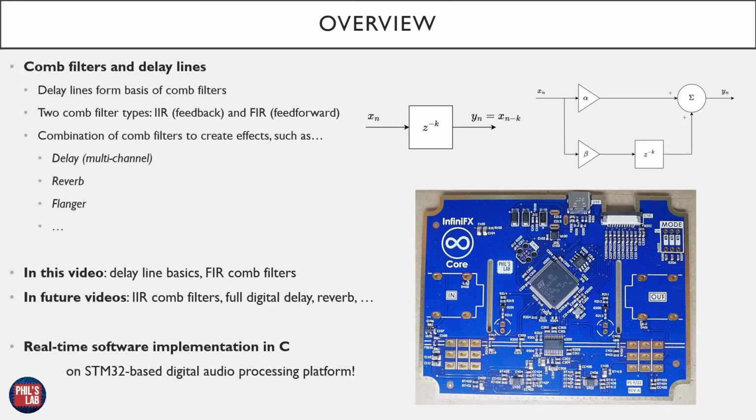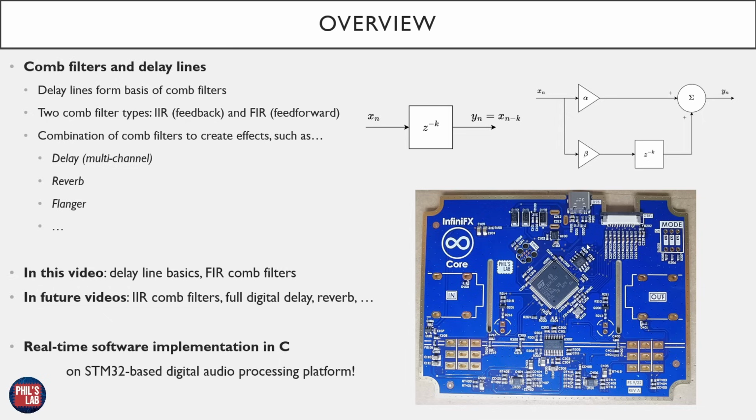You just heard delay lines and various types of comb filters forming a digital delay that's running on custom hardware for a delay guitar effect. In this video, I'd like to discuss the basics of delay lines and comb filters, and then also how we can implement them on a digital signal processing system such as the one you're seeing on the bottom right.